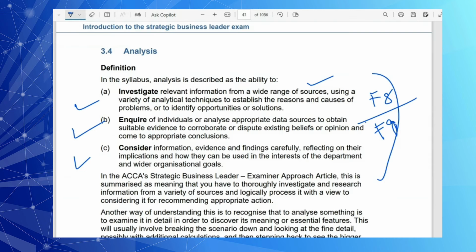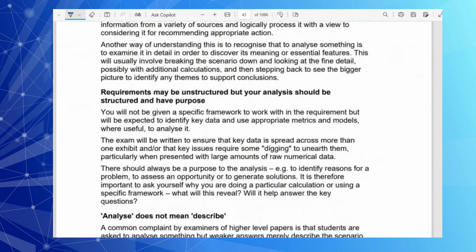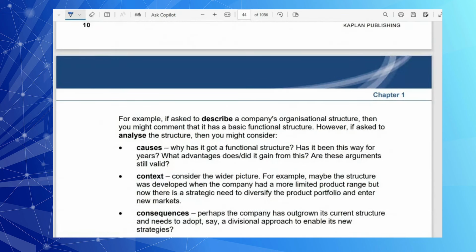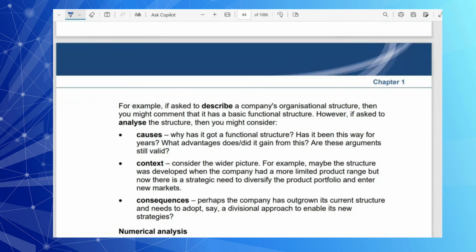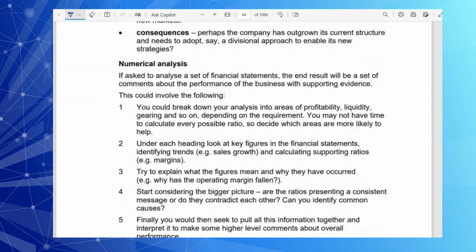So how will you get this information? Consider information, evidence and findings carefully, reflecting on their implications. These are very much in discussion. So for the problem of the analysis, you have to be analytical and review, you have to understand. So how will you describe it? Numerical analysis is one of the easy ways, but you have to be a good communicator.